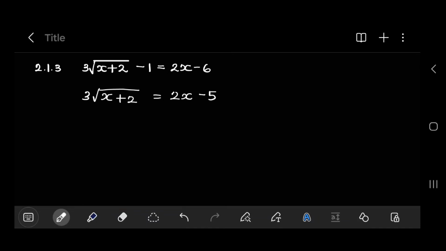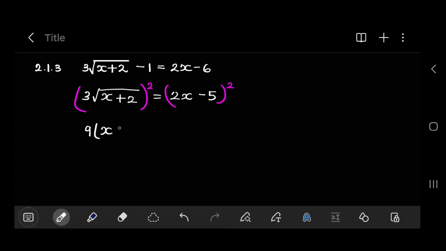Now, what is the aim of isolating the surd? The whole aim of isolating the surd is so that you can square both sides to get rid of that square root. Now, on the left-hand side, the square is going to act on the 3 and give you 9. And the square is going to act on the square root and cancel it out.